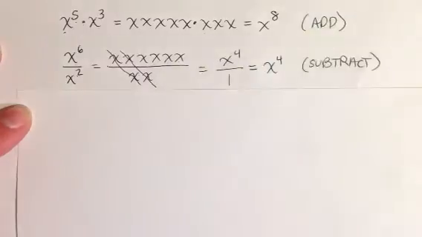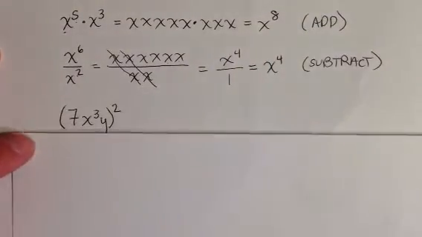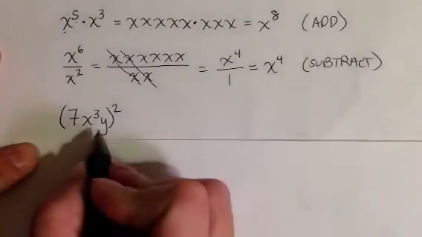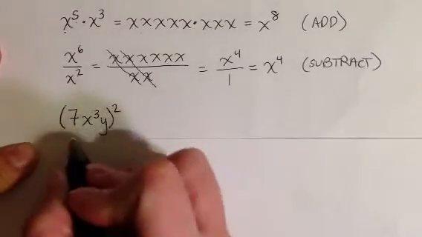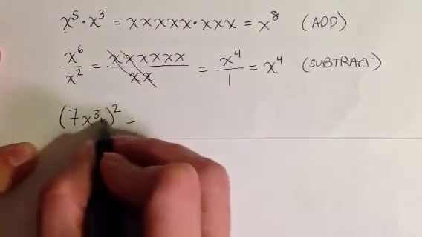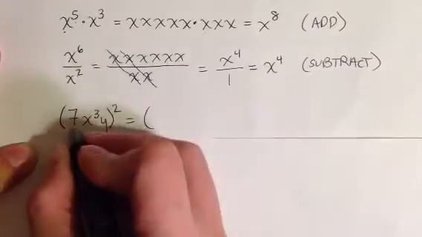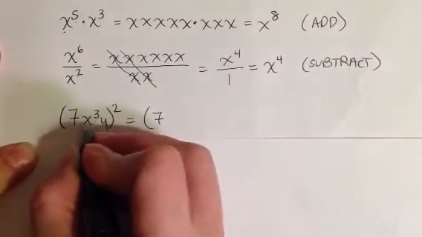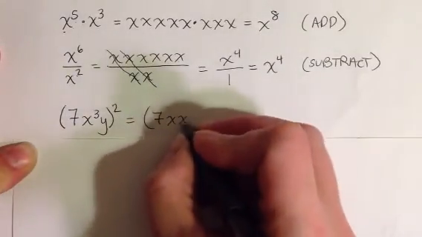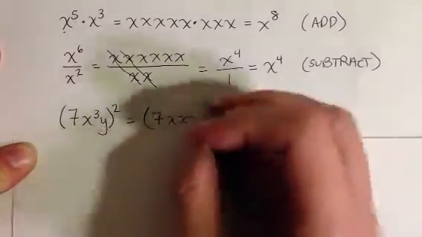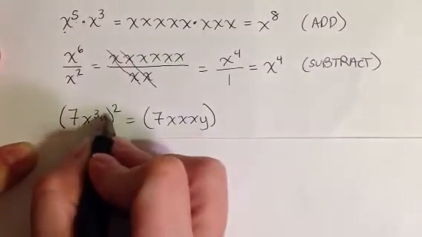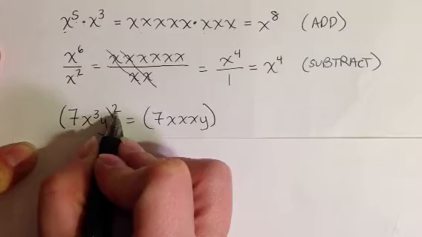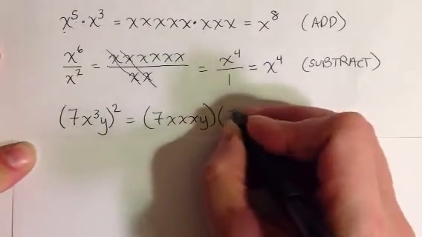My next example is, what do I do when I'm taking an exponent of a product? So first let's look at what that means. In the parentheses I have 7 times x cubed, which is x times x times x, times y. And I'm taking that whole product and squaring it, so I'm multiplying it by itself.